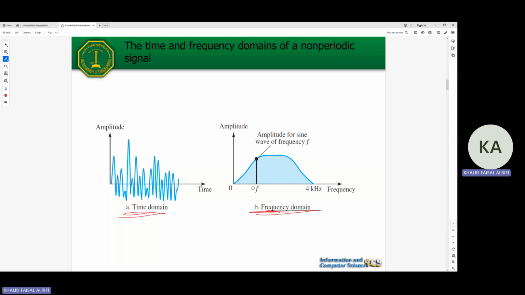When representing in the frequency domain, you will have the frequency that you guess, then you will fill in the whole thing below the line. And in the time domain, you can see that you cannot predict it, it has no pattern, and so on.